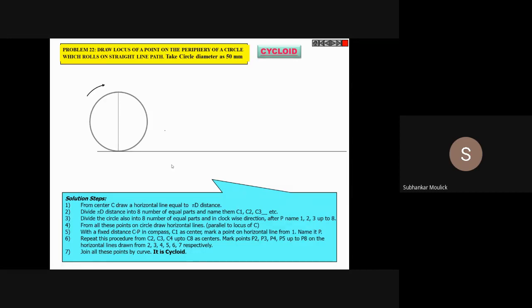So in order to get the cycloid, you need to divide your given circle into some equal number of parts. Minimum you have to divide your circle into 8 equal parts, not less than 8. So can you tell me how I can divide a circle into 8 equal parts?